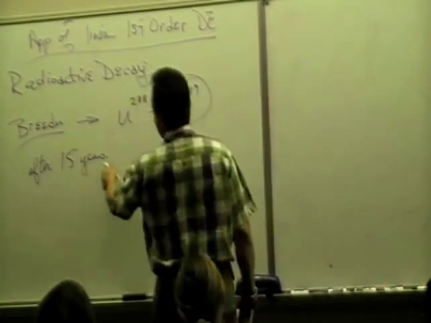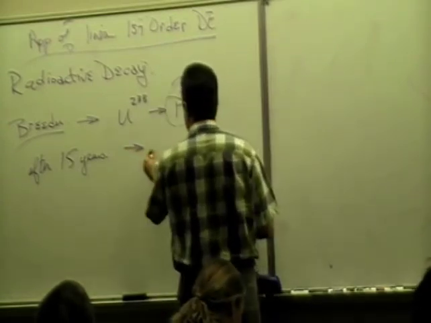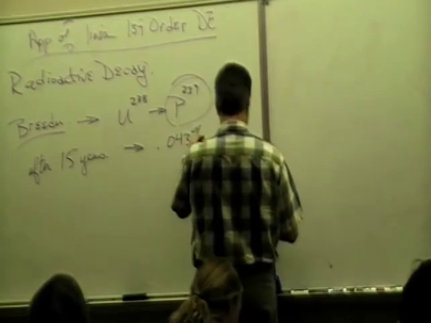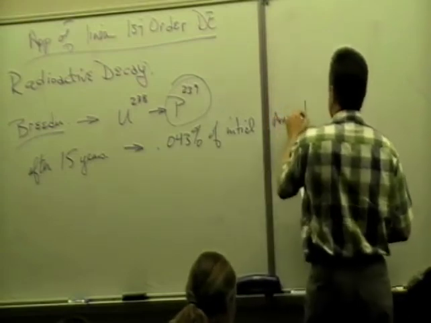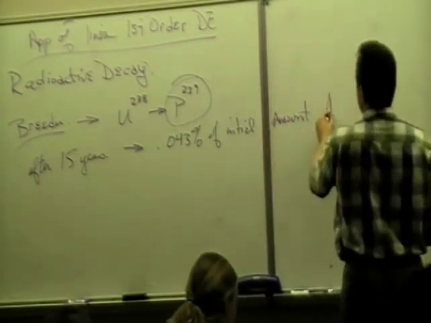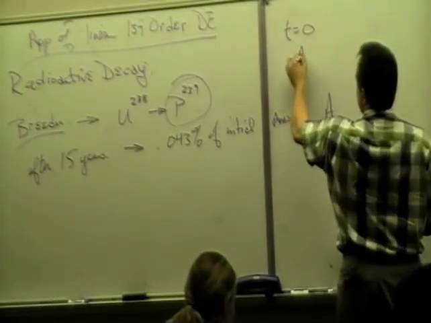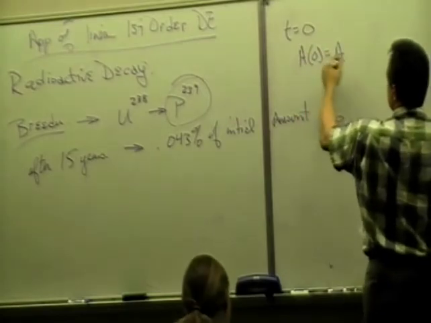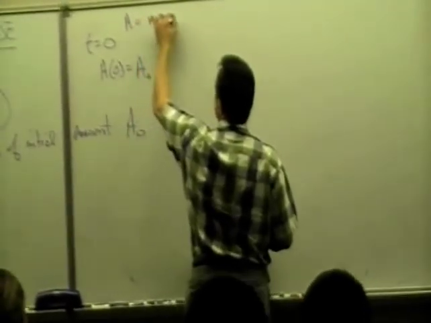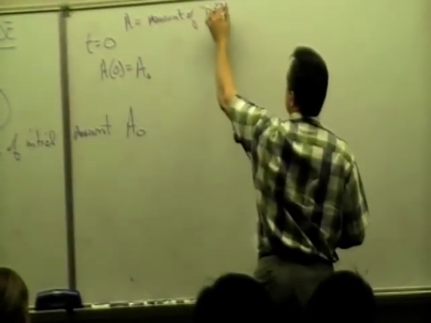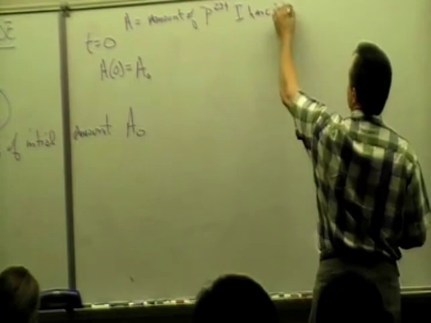After 15 years, this amount of plutonium disintegrates. And let's see, how much do I have? I only have 0.043% of my initial amount, which I'll call my initial amount A sub naught. So at time equaling 0, A of 0 equals A sub naught, where A equals the amount of plutonium-239 I have in my backyard.